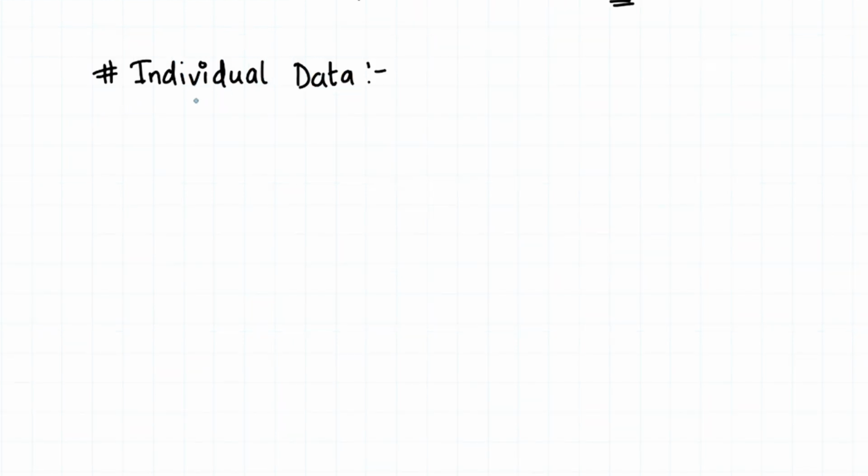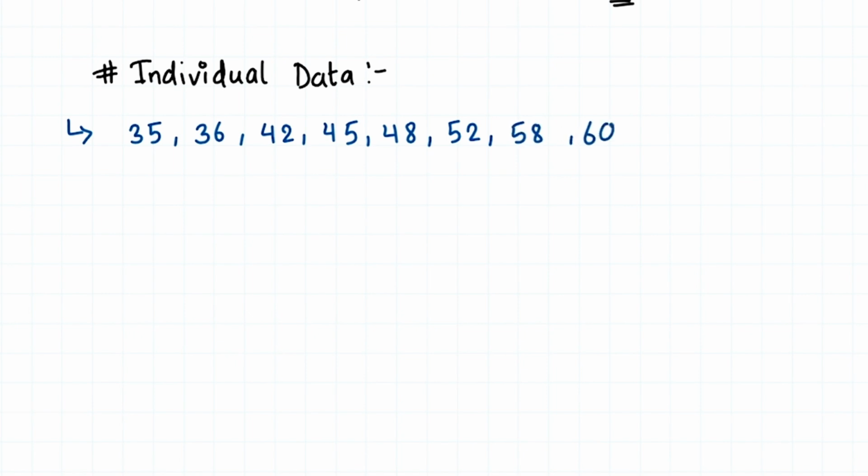Okay, so let's look at a particular question of individual data. So in our question, we'll have individual values, okay? So let's say these are the marks that you obtained in your exam in 8 different subjects out of 75 marks, okay? So you got 35 in one subject, 36 in another one, and let's say you got 42, and then you got 45, and then 48, and then 52, 58, and 60. So what's your average marks that you obtained in your exam in these 8 subjects, okay? So that's what we are going to find out.